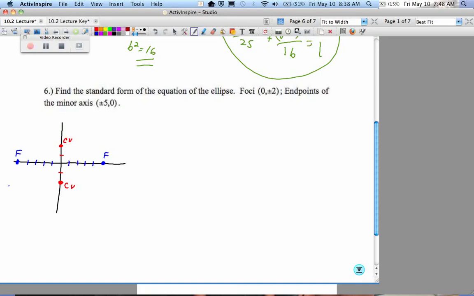Focus, covertices, that's what they're giving us. Where's your center? At 0, 0 again. Basically, if you can't find your center, you would do a midpoint formula of either the blue or the red dots. Doesn't matter which one you use.